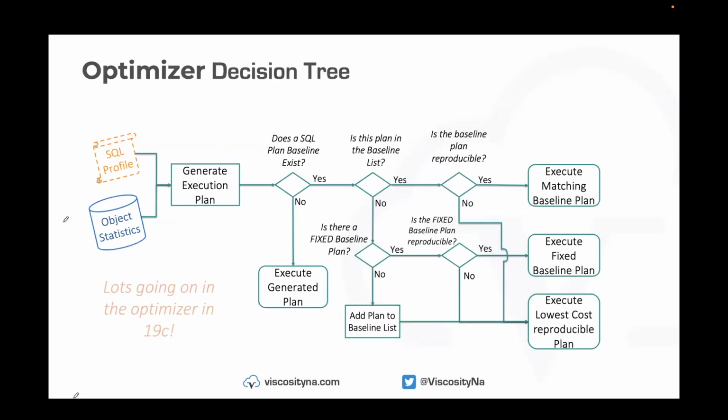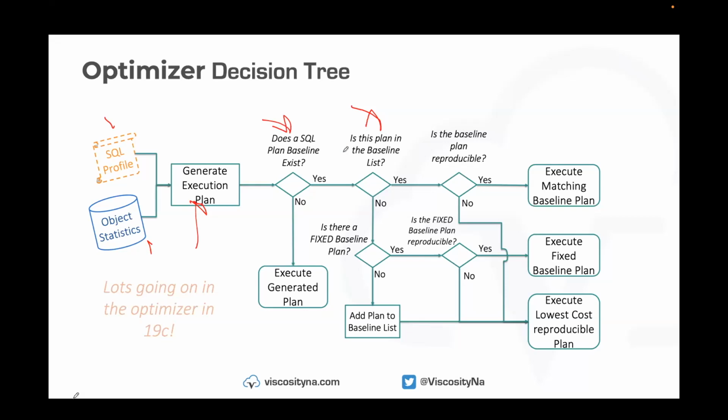So let's look at that optimizer decision tree quickly. Again, at that beginning part, the SQL profile, object statistics gets into the generative execution plans. Once it has that list of execution plans, the optimizer has to make some decisions. Does a baseline exist? Is the plan in my list in the baseline list, right? So maybe the baseline says use index X, but index X no longer exists or something. So none of the plans generated have that index. Then it can't use that baseline, right?